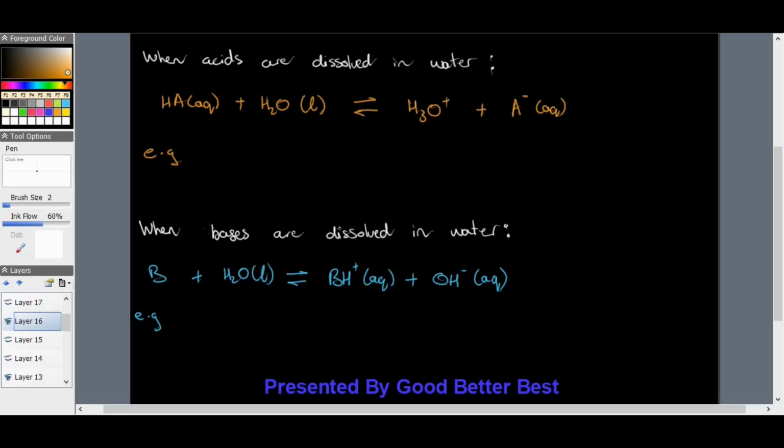So an example of that: we have HCl, hydrochloric acid, in aqueous solution plus water, which is our liquid, and we end up with H3O plus in aqueous solution, plus what is left after the hydrogen has been donated to water. We are just left with Cl minus, also in aqueous solution. So, the same acid and base reaction that we know so well.